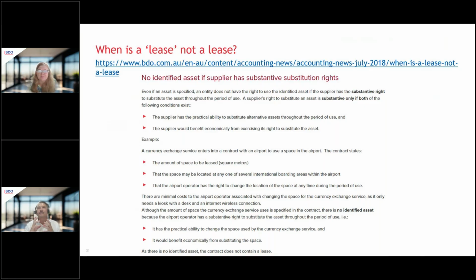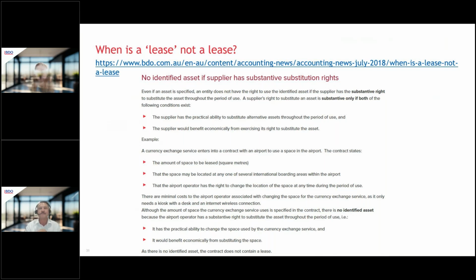But interpreting whether you have an identified asset, that first question, even if it is identified as an identified asset in the agreement, you do not have a lease if the supplier has a substantive right to substitute the asset throughout the period of use. What does that mean? It means that the supplier has both of the following: the practical ability to substitute the asset with an alternative asset throughout the period of use, and the supplier would benefit economically from exercising that right.